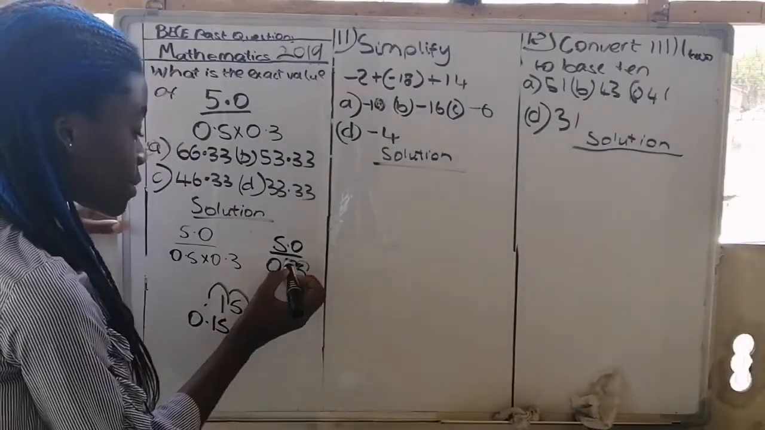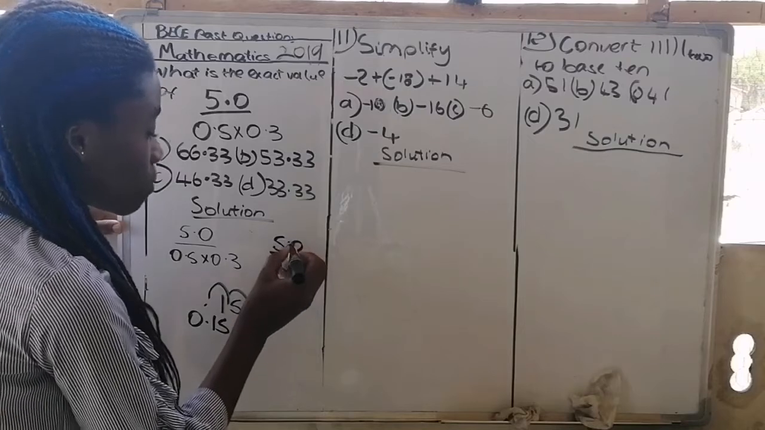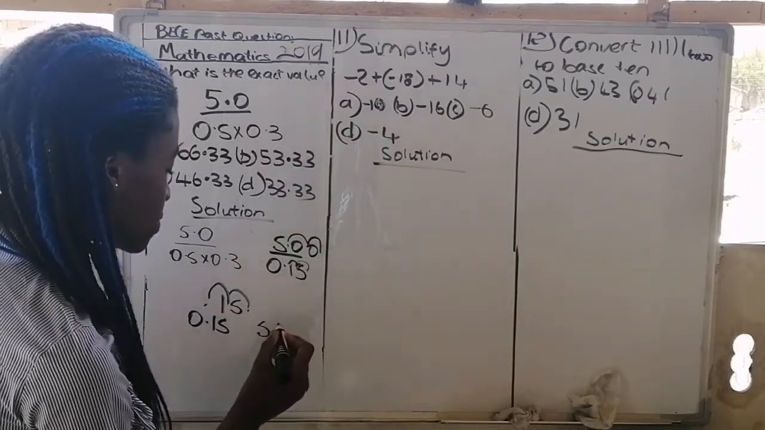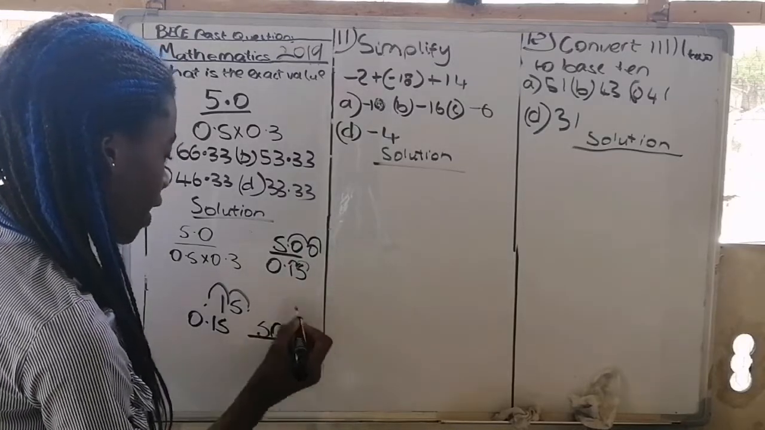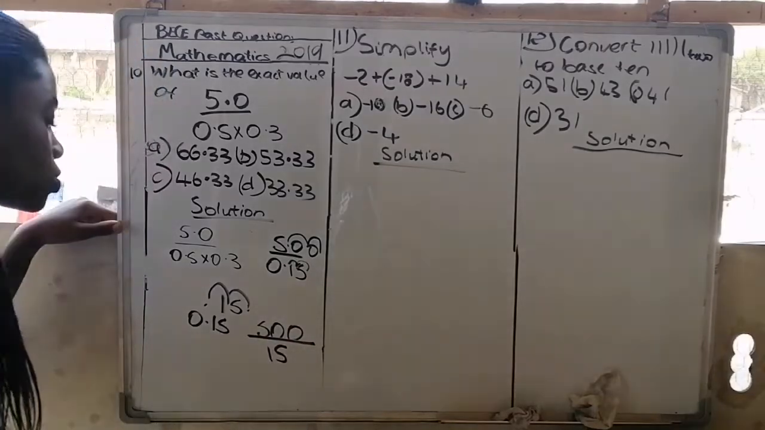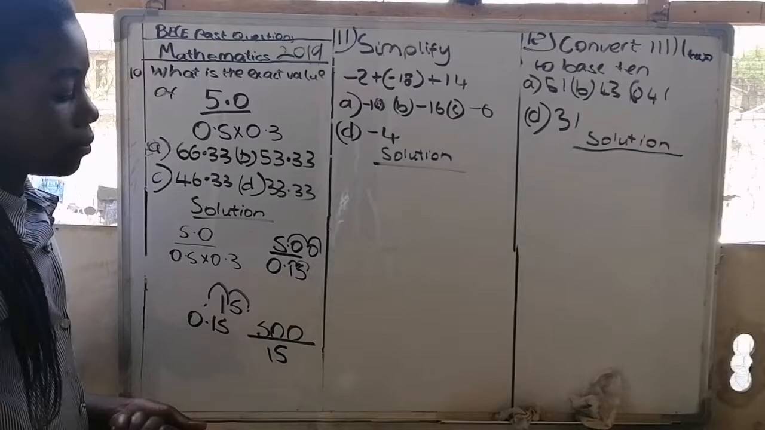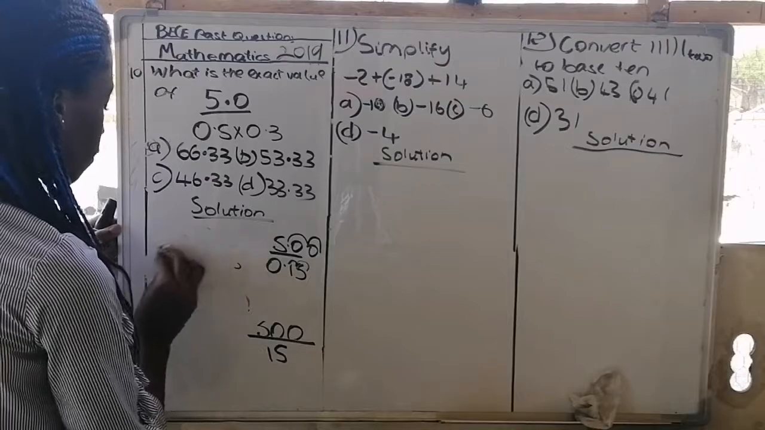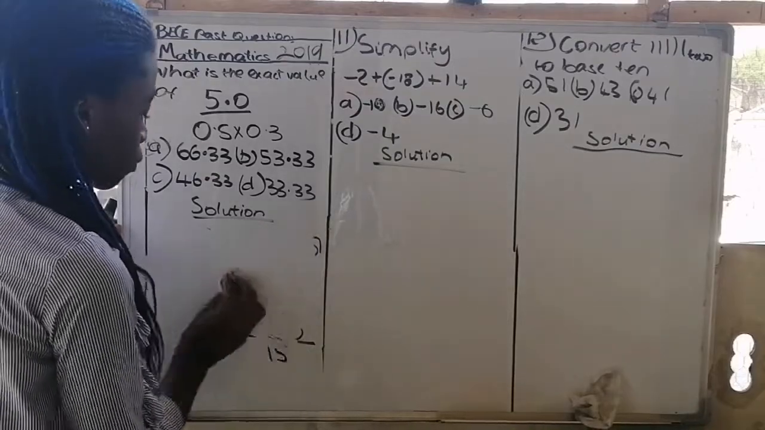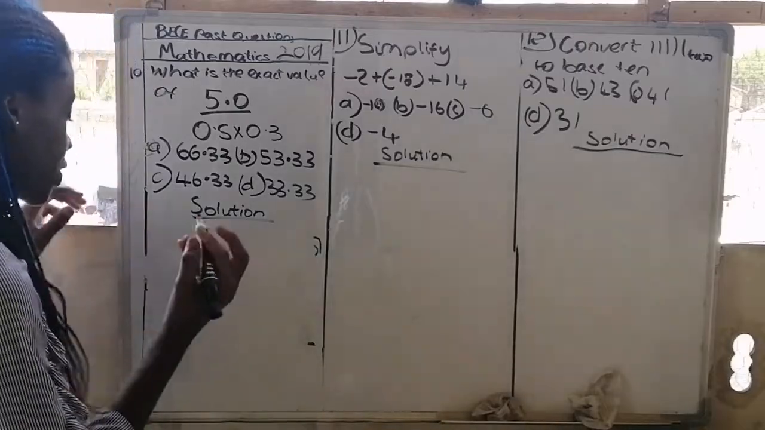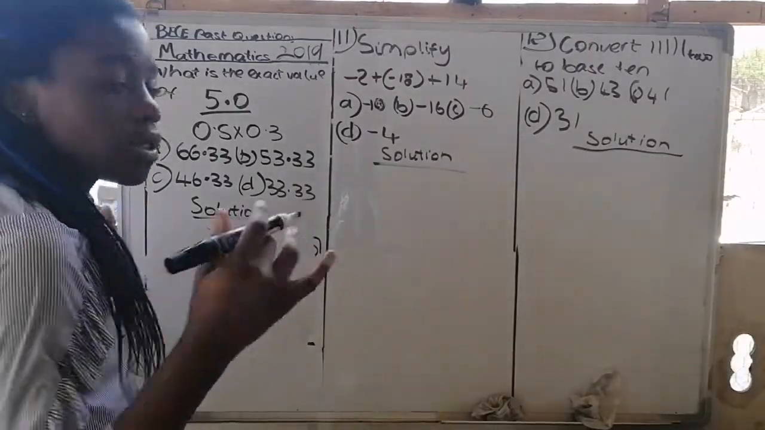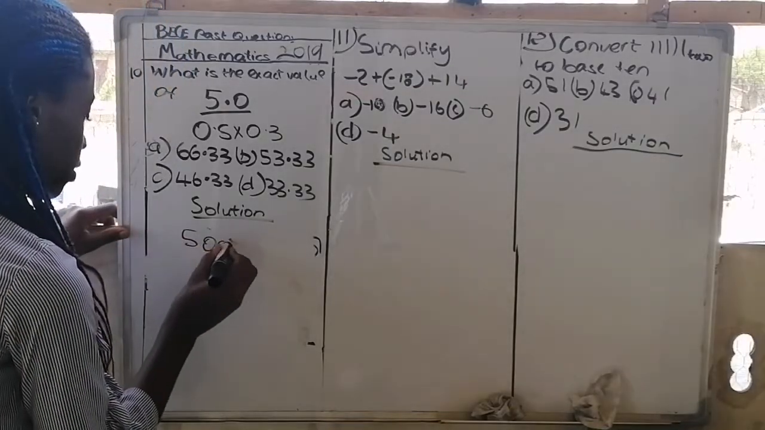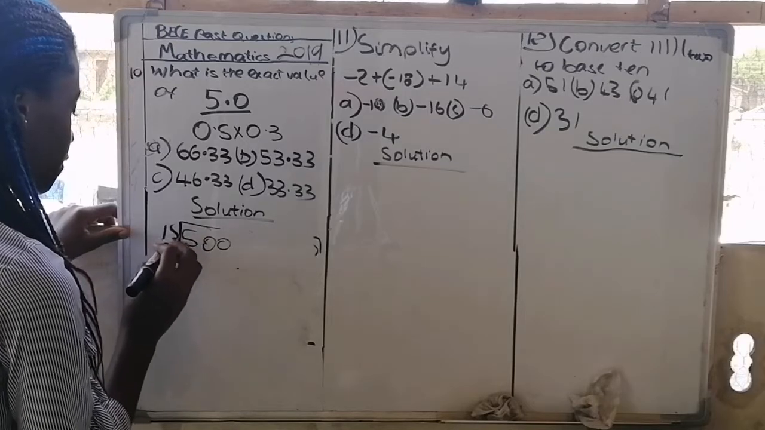So we have to move the decimal point 2 times to make it whole. Which means we'll also move the decimal point here 2 times. 1, 2. So this means it will be 500 over 15. So now we have to divide 500 by 15. So 500 divided by 15. Let's use the long division method to solve this.